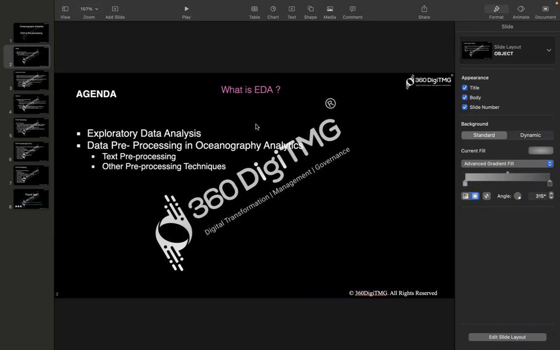Then we have the types of EDA. The types of exploratory data analysis are univariate non-graphical, multivariate non-graphical, univariate graphical, and multivariate graphical.